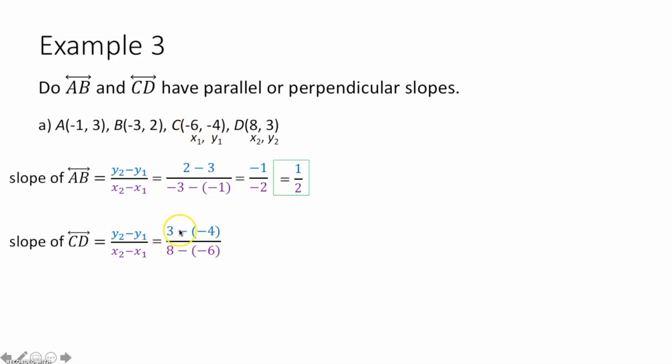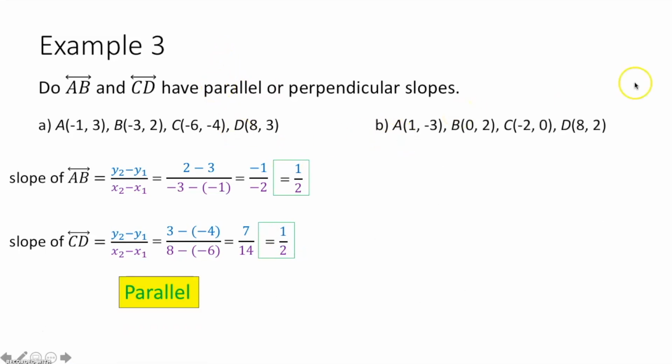Now we simplify. What's 3 minus negative 4? That's 3 plus 4, which is 7. And then what's 8 minus negative 6? That's 8 plus 6, that's 14. Now what is 7 over 14 simplified down to? 1/2. Now, what do you see about these two slopes? They are the same. Anytime you have two slopes that are the same in two lines, we know that those lines must be parallel.